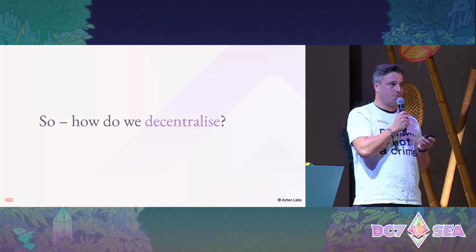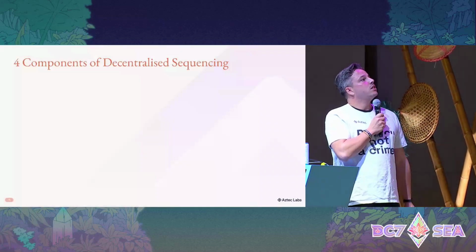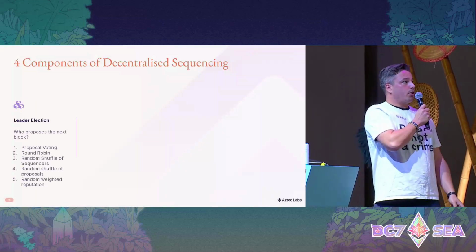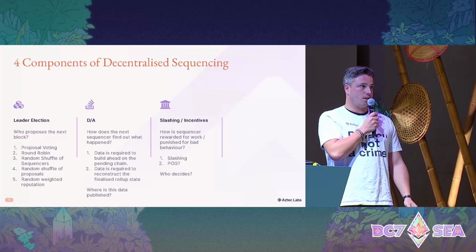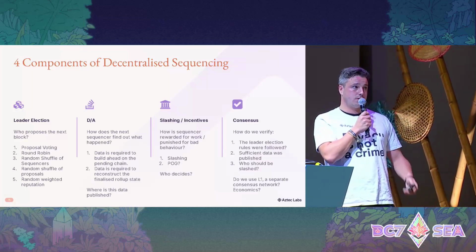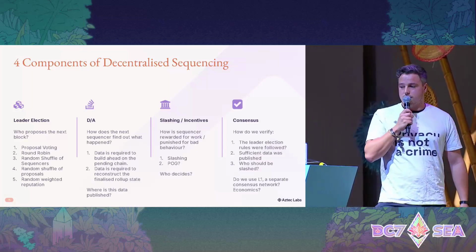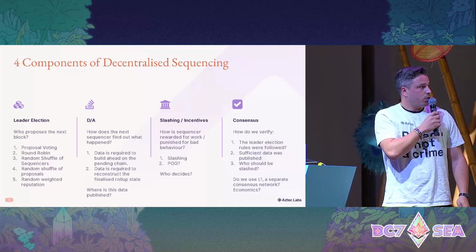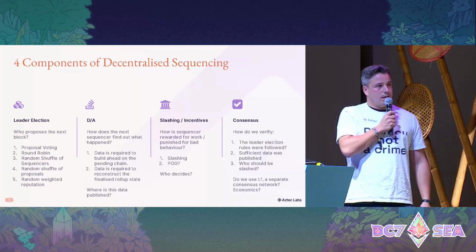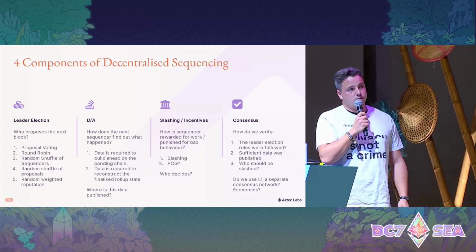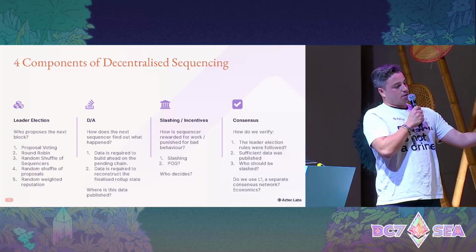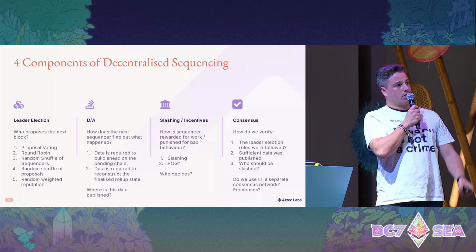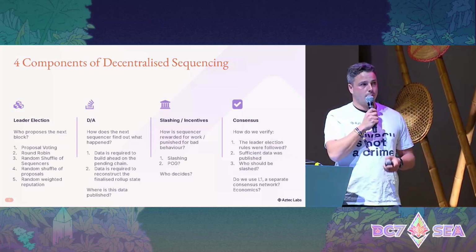So let's look at some of the core components. There are 4 main components: leader election, DA, slashing incentives, and consensus. We'll go into each of these in a little bit more detail, but I think the key one is the one on the right, consensus. We need to verify that everything to the left, these first 3, happen correctly. And how do we do that?